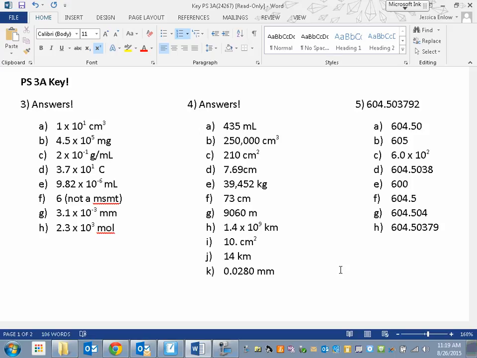Yeah. Can you do letter J? J from number 4. Okay. J said 120 kilometers squared divided by 8.56 kilometers. So you already know that kilometers squared divided by kilometers is going to be kilometers, so that's going to be our answer's unit.